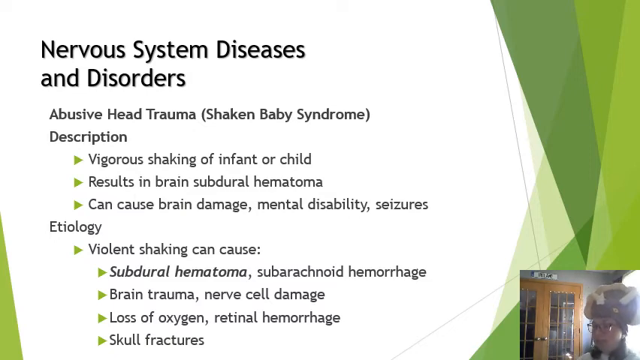It isn't necessarily a one-time traumatic hit; rather, it can be an ongoing event seen in a child. It is due to vigorous shaking of any infant or child that results in brain subdural hematoma. It causes brain damage, mental disability, seizures, and death. The violent shaking brings about this subdural hematoma and hemorrhage, brain trauma and nerve cell damage, loss of oxygen, retinal hemorrhage, along with skull fractures.